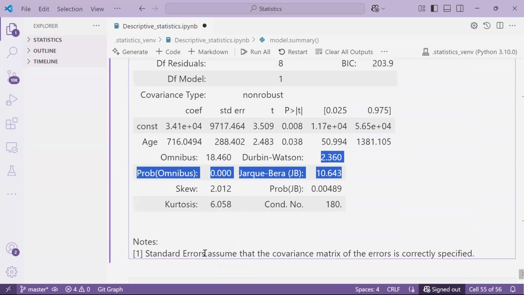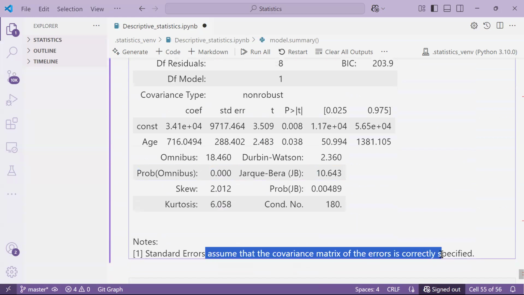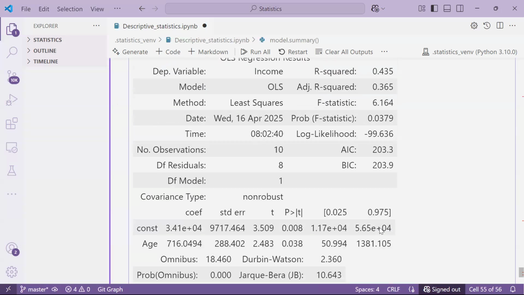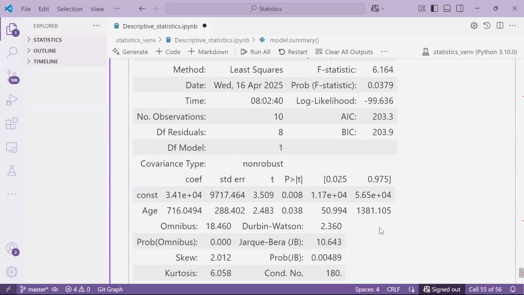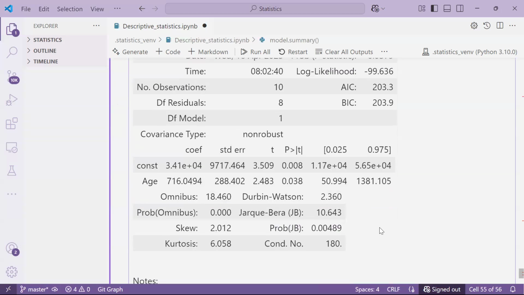The note says standard errors assume that the covariance matrix of errors is correctly specified. So here we have the standard error, and it assumes that the covariance matrix of errors is correctly specified. This kind of note we are getting. This is the result, and it can help you understand more about it. Do you need to understand each and every terminology, each and every statistic value? Tell me. If you say so, I can try to explain each and every point.